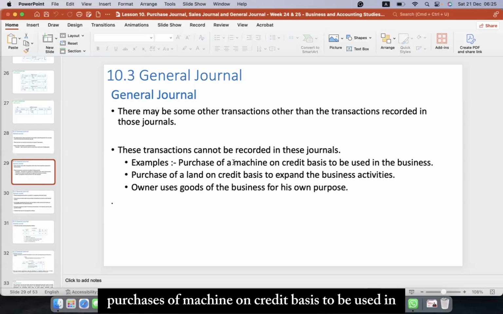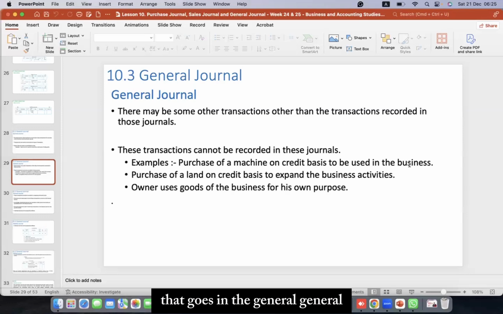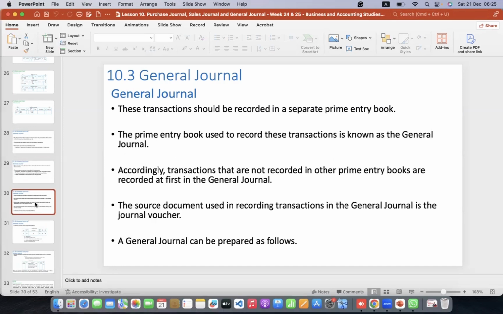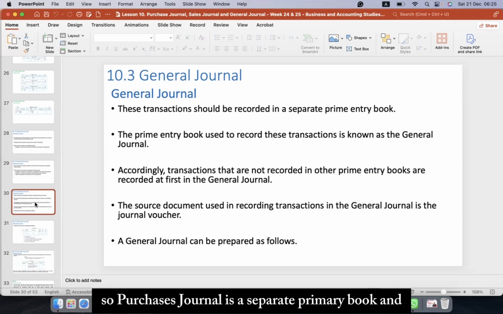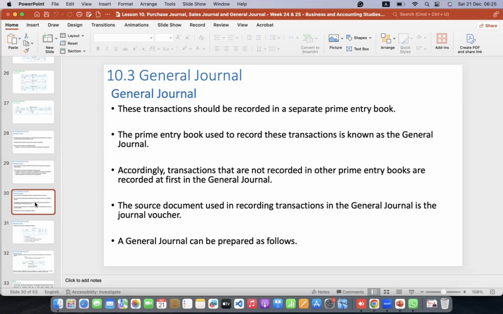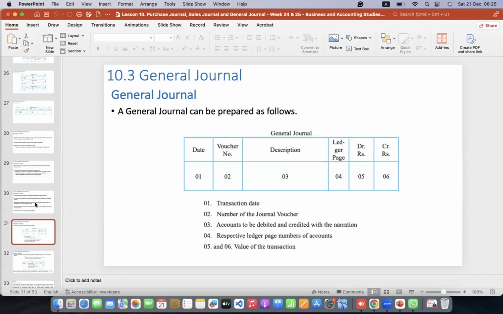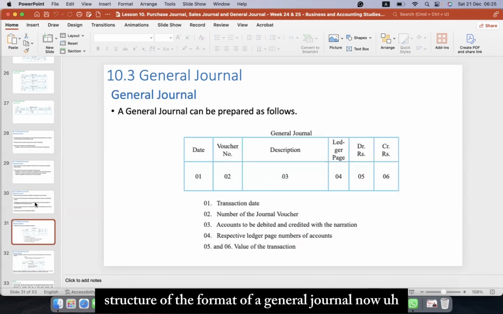Now here it says purchase of machine on credit basis to be used in the business. That goes in the general journal. But if this transaction was something like purchase of machine on credit basis for resale, then we have to record it under purchases journal. Purchases journal is a separate prime entry book, and the source document for general journal is journal voucher, and this is the format of a general journal.